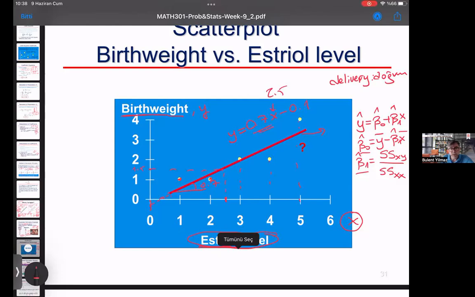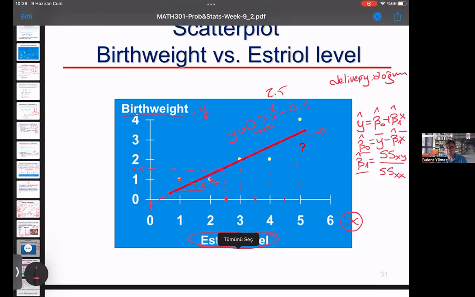Okay? Do you understand, arkadaşlar? If I have the prediction line, now I can predict all estriol levels to find out the birth weight of the baby. Even though I don't have any information from these 2.5 milligrams, 3.5 milligrams, or 4.5 milligrams in mother's blood estriol level, we don't know the birth weight, but I can predict the birth weights using estriol levels.